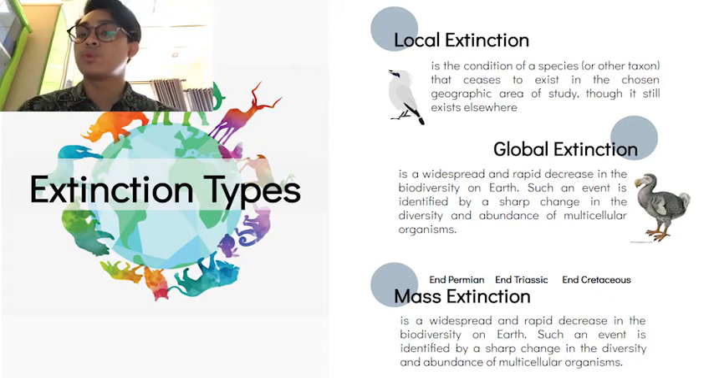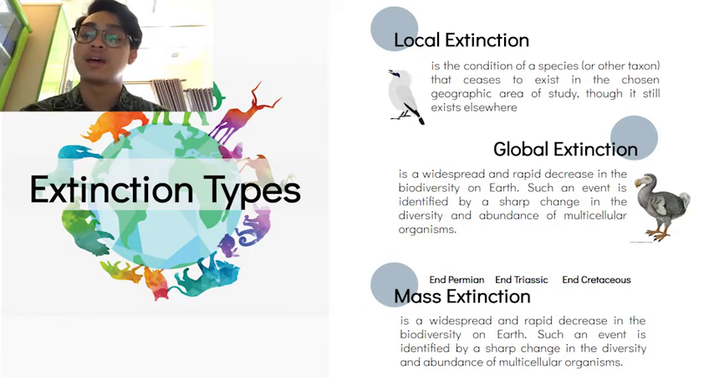Now to move on, we're going to talk about global extinction. It is a widespread and rapid decrease in the biodiversity on the planet, on the Earth, an event identified by a sharp change in the diversity and abundance of multicellular organisms. We have a lot of examples, but here we took the dodo bird, which had a global extinction across the world.